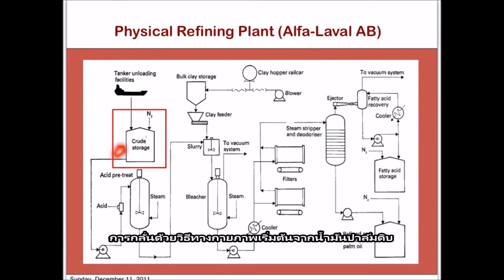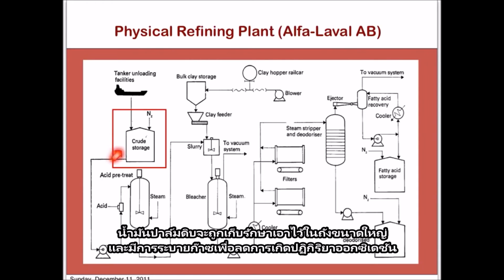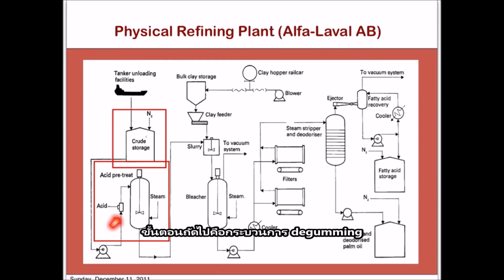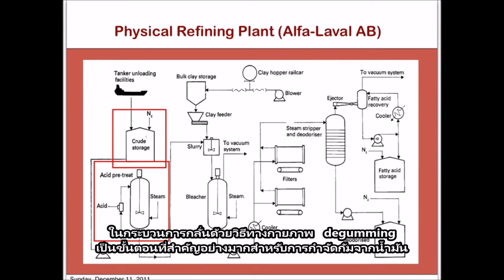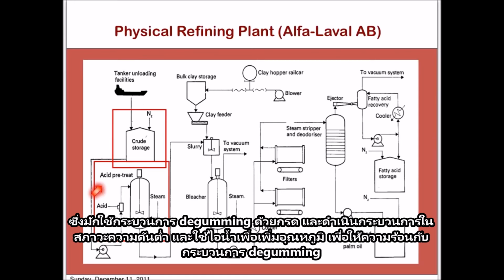So the starting point here is the crude palm oil. The crude palm oil is usually stored in a large tank under nitrogen gas to minimize the oxidation. And next is the degumming step. In physical refining, degumming is a very important step to remove the gums from the oil. So usually we use acid degumming, and the process is done under reduced pressure, and the steam is used here to elevate the temperature to aid the degumming process.